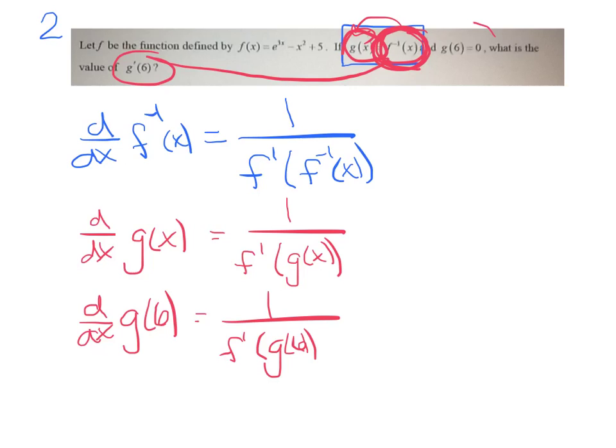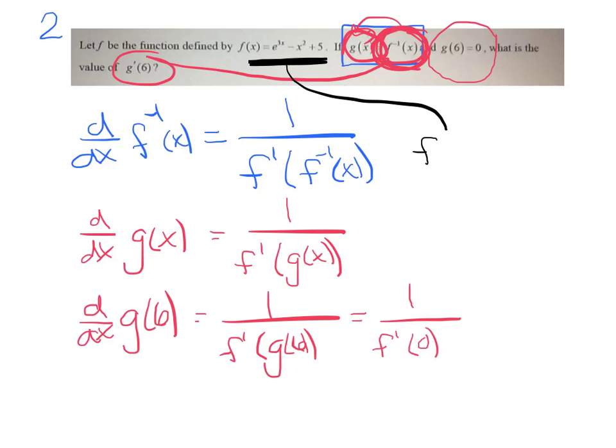And look how handy that is. They gave me g of 6. So this is really 1 over f prime of 0. Now you'll notice they didn't give me f prime, so I do have to do a little work on my own. They gave me f here, so I'm going to quickly find f prime. So f prime of x is equal to e to the 3x times 3 minus 2x. And if I substitute in my 0, f prime of 0 equals 3 times e to the 0, which is 1, minus 0. So I've got 1 over 3.